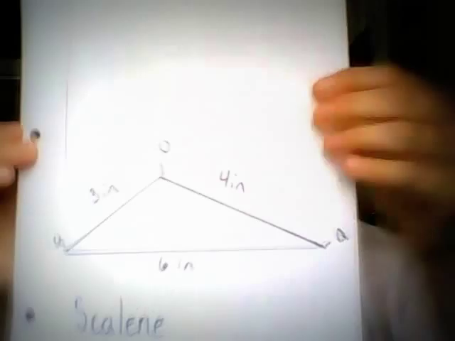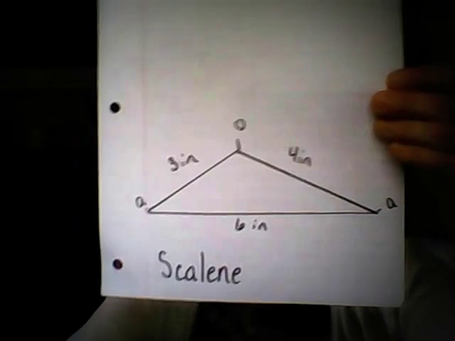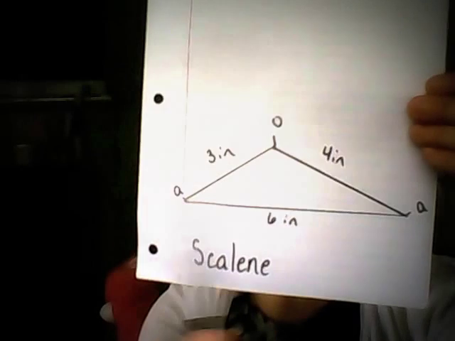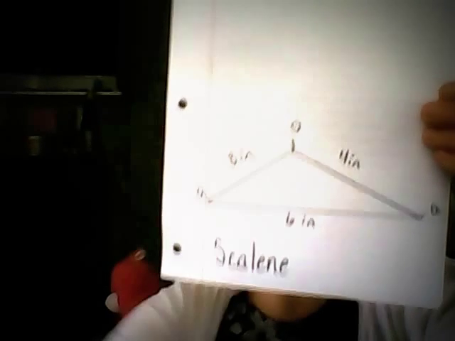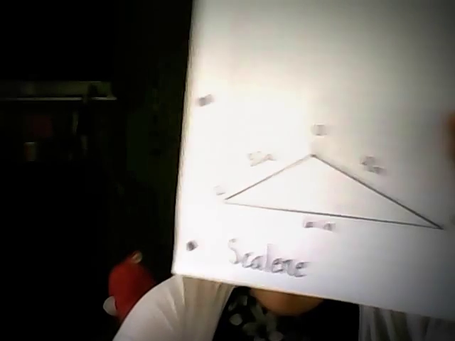So for example, right here, I have a scalene triangle. I've already labeled these angles. So we have O, A, and A. O is for obtuse, and A is for acute. So, how did I figure this out? Just like we did in class.